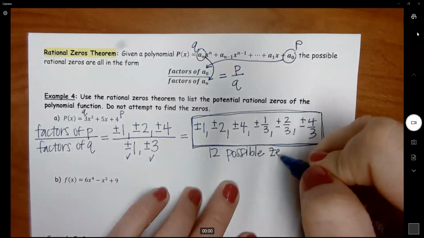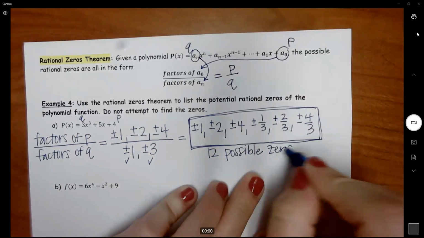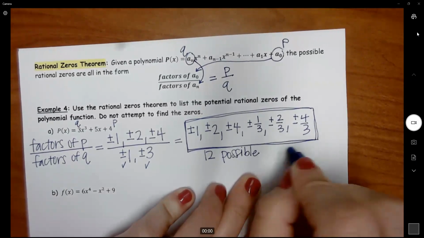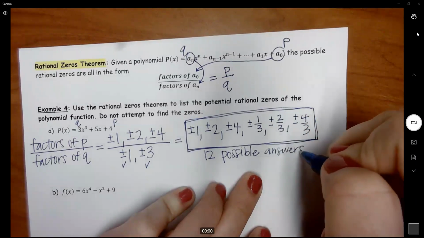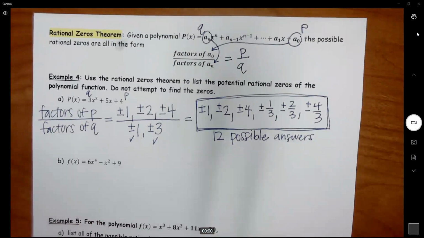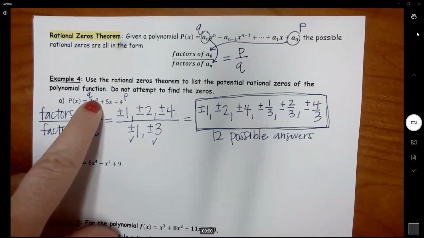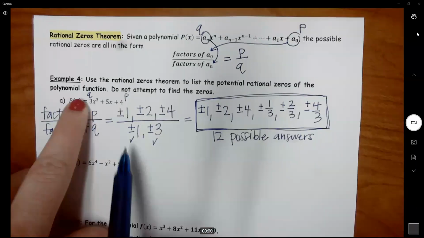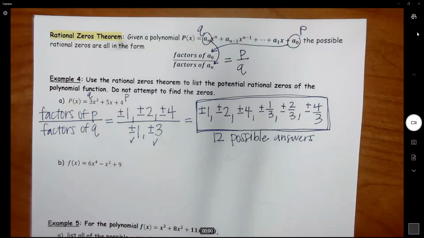Possible zeros. No, not zeros. I'm sorry. Answers. Okay. I'm not putting zeros because I only have a possible of 3 different zeros. That leading degree tells me I only have at most 3 different zeros. So of those 3 zeros, I've got 12 different possible answers. Okay.